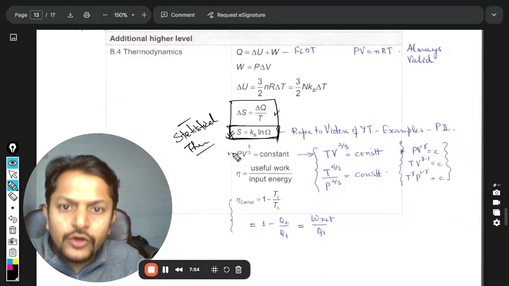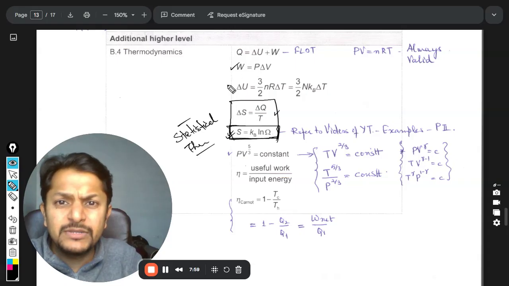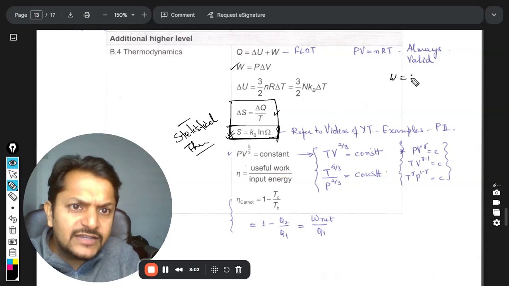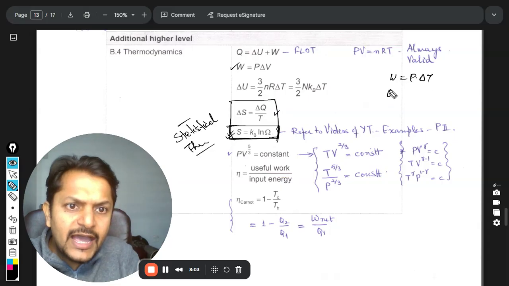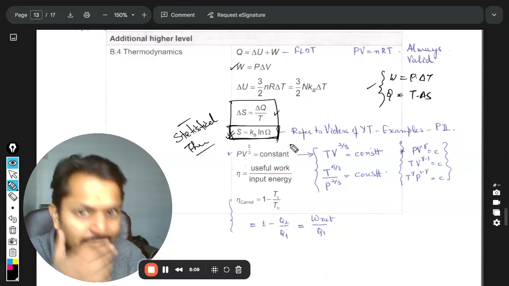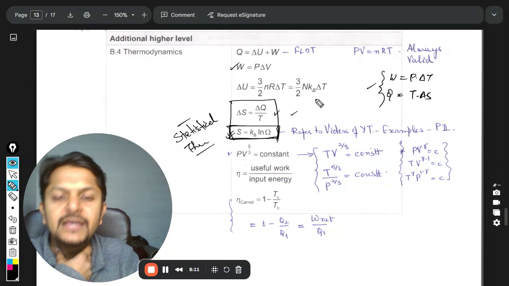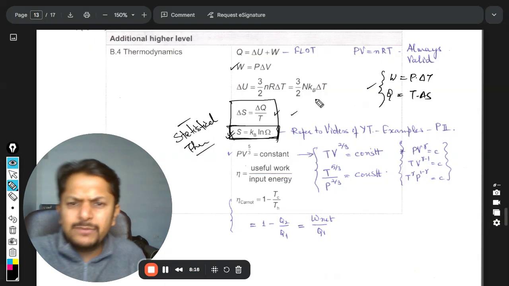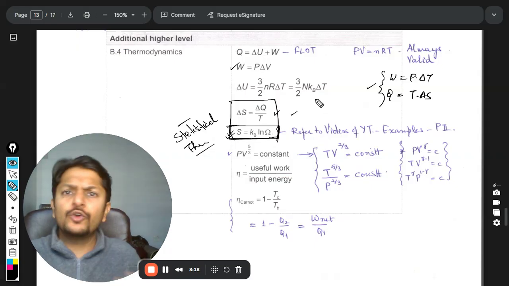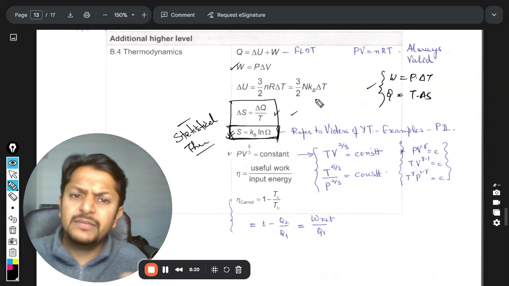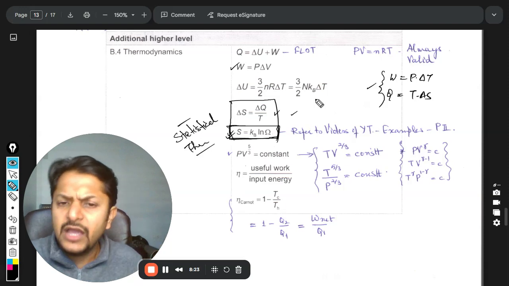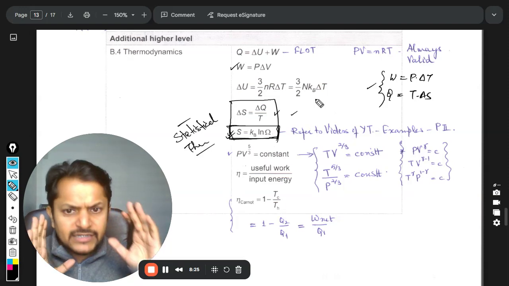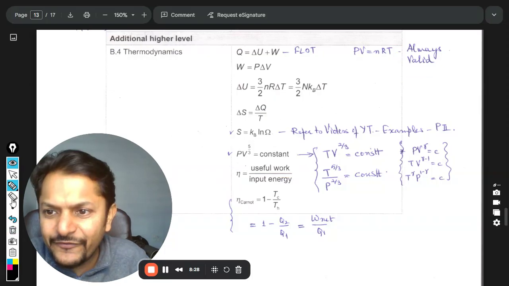The other formula for the entropy is delta Q by T, which is again a very famous formula. It is similar to this, like work is equal to P delta V and Q is equal to T delta S. So these two are quite similar formulas and they're very popular formulas. So this is about entropy. I think there is nothing more that can be added here. Of course, there are four processes: isothermal, adiabatic, isobaric, isovolumetric. I don't think that we need to talk about that. But anyways, so this is the topic B4.